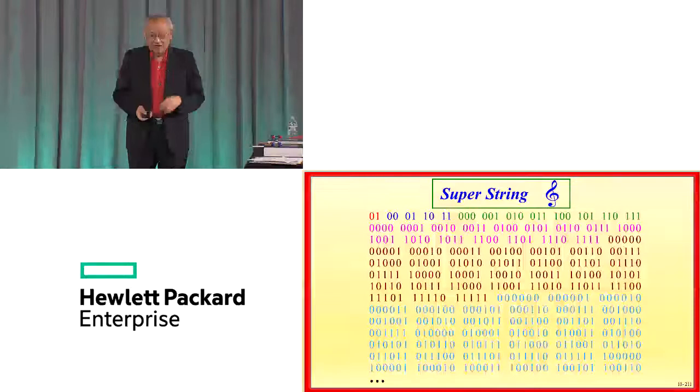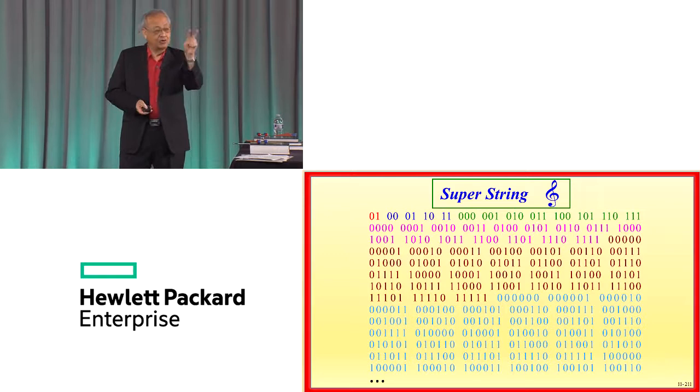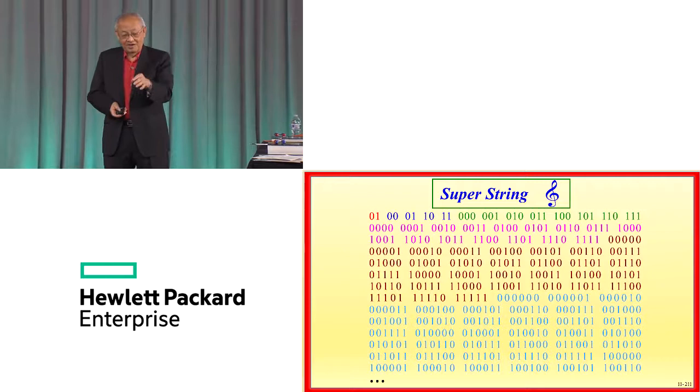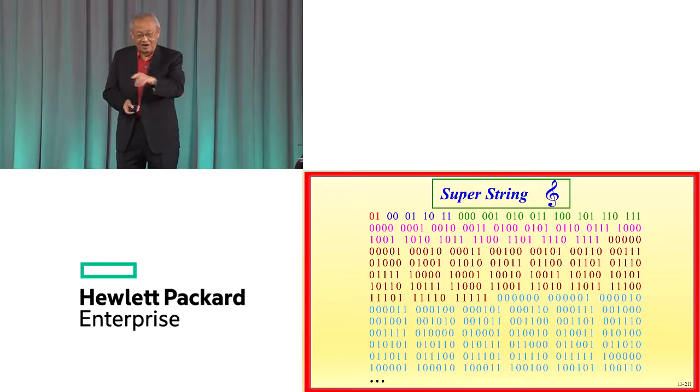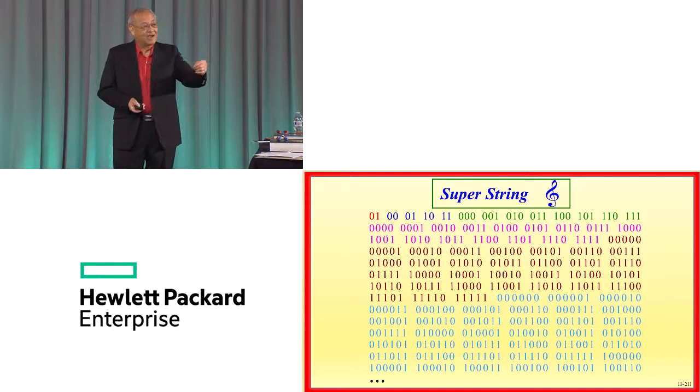You have one bit, so you have zero or one. That's the only possibility. Then you take two bits, only four possibilities: zero zero, zero one, one zero, one one. Go to three bits, and you now have eight possibilities. You go to four bits, and you now have 16. Go to five bits, and then with six bits you have 64. Now you can continue this process.